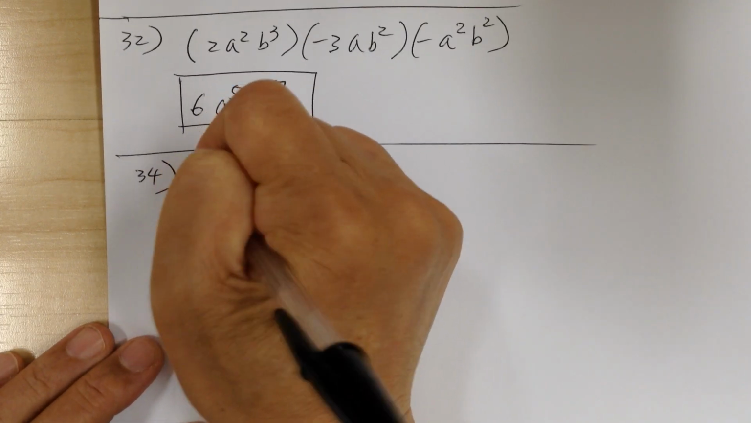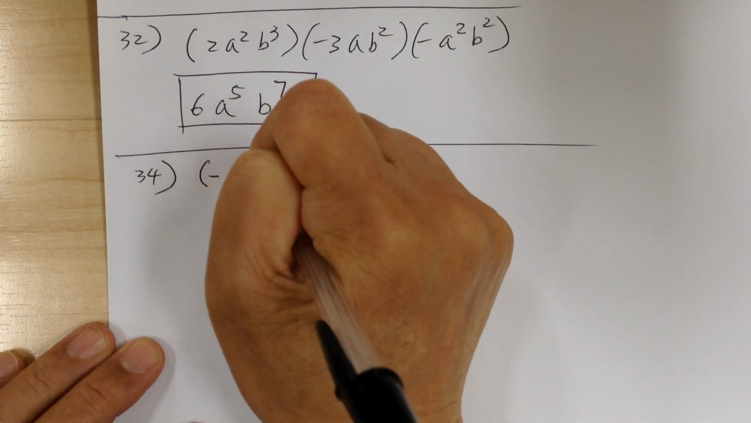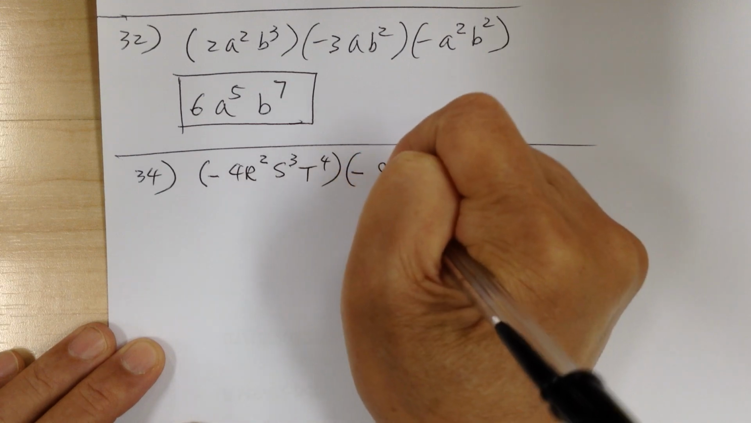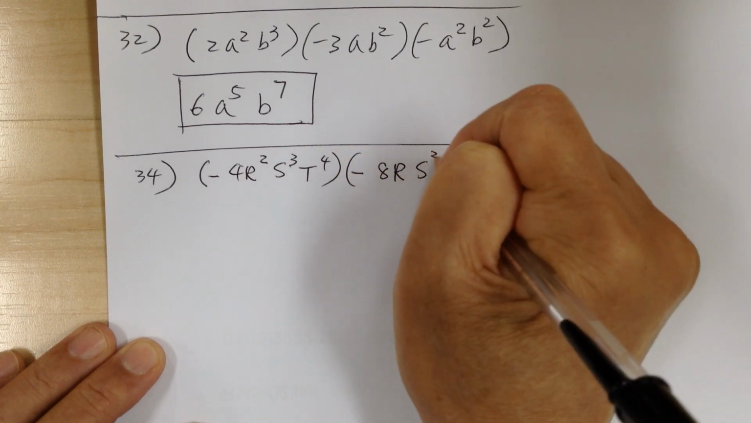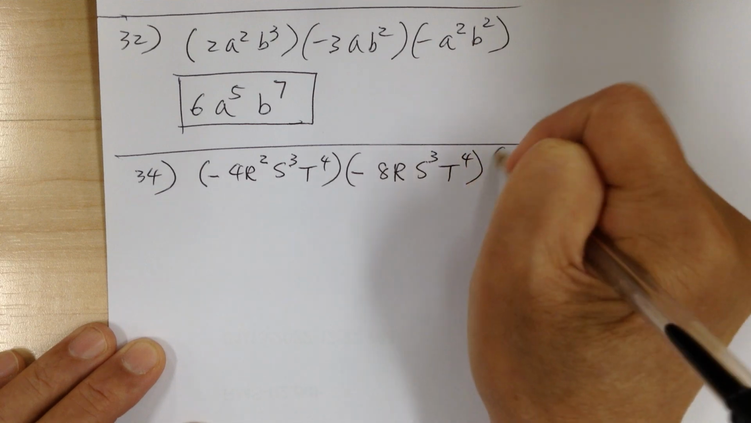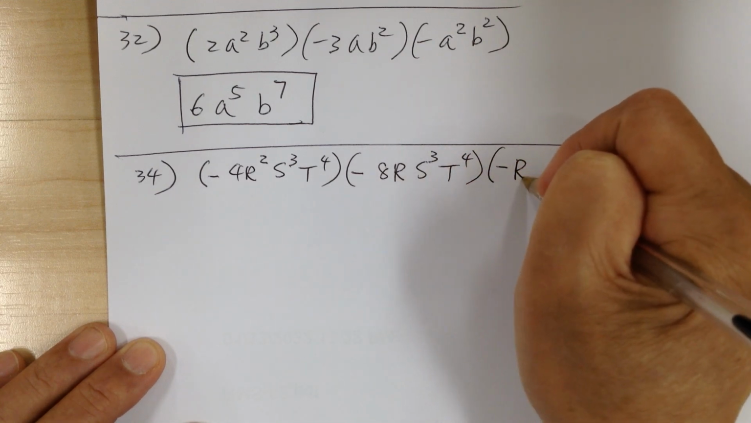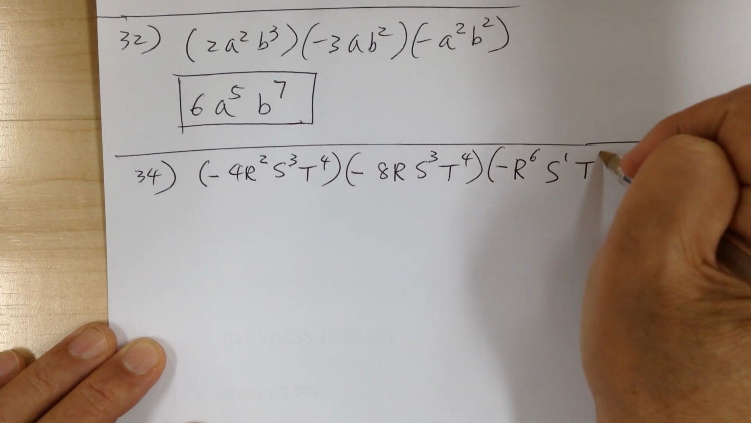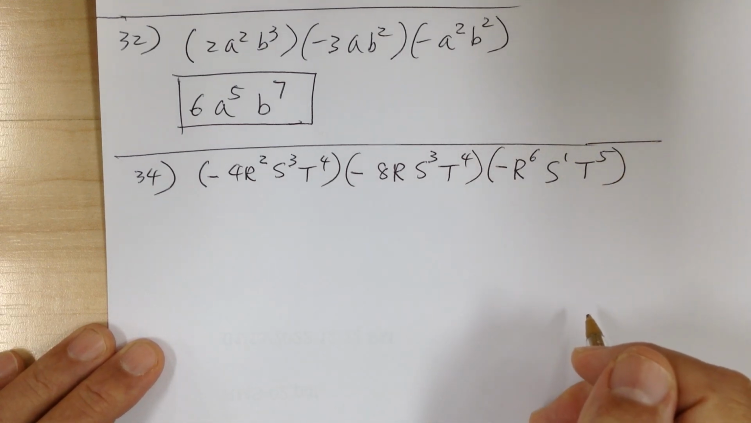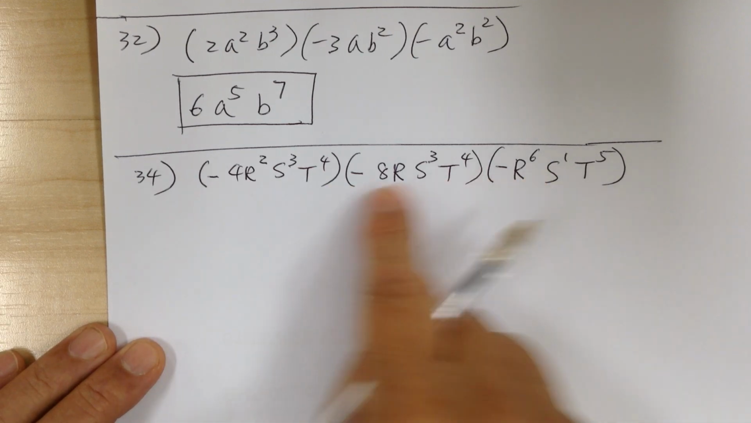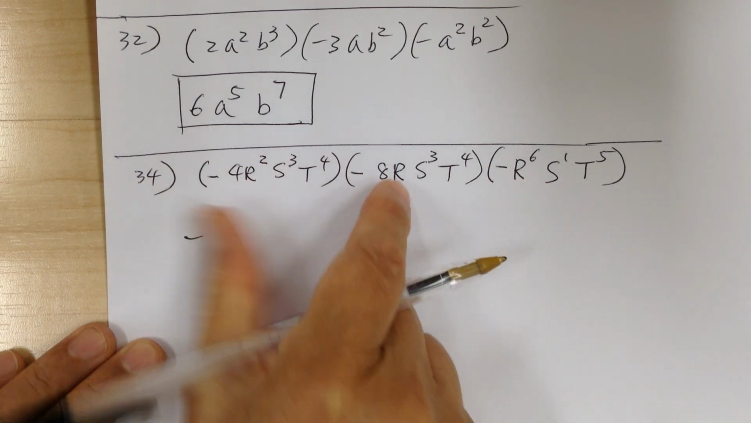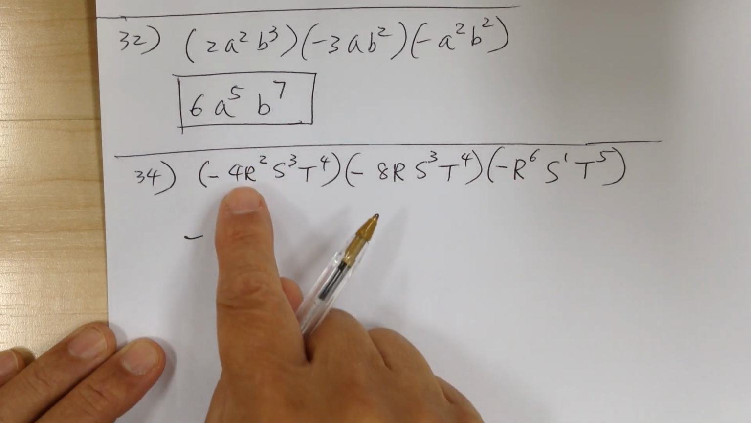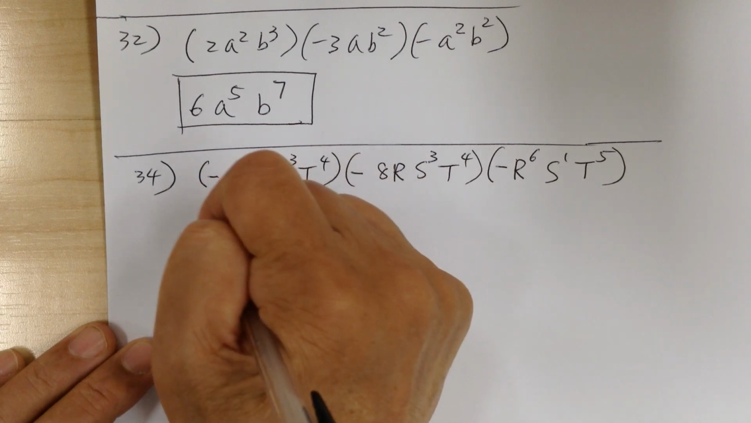Okay, number 34, you have negative 4r squared s to the 3 t to the 4 times negative 8r s to the 3 t to the 4 times negative r to the 6 s to the 1 t to the 5. Okay, so first let's take care of the sign. So 3 negatives will give you a negative, because 2 of them will make a positive and you got 1 left over, right? Okay, then you do the number, so 4 times 8 is 32.